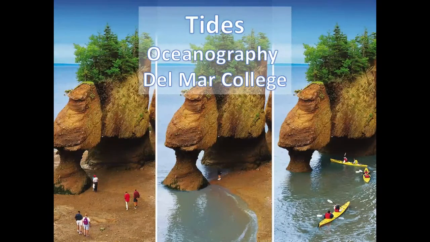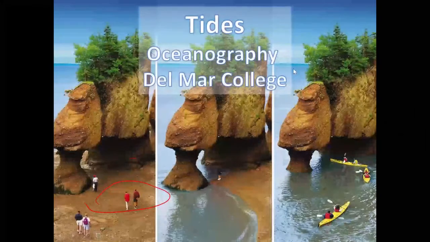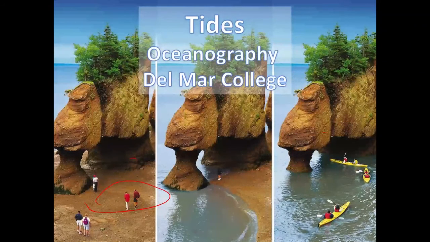But anyway, this is kind of a cool picture. It's just on the first slide here, the Bay of Fundy, which is in Nova Scotia, Canada. And you can see how extreme the tides are. You can see the people walking here during low tide, right? And then it gradually filling up until you get people kayaking around. So the tides there are really, truly extreme.